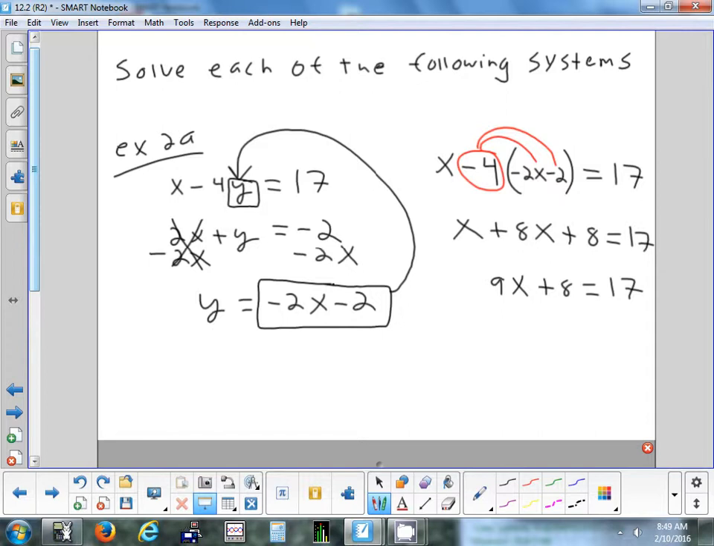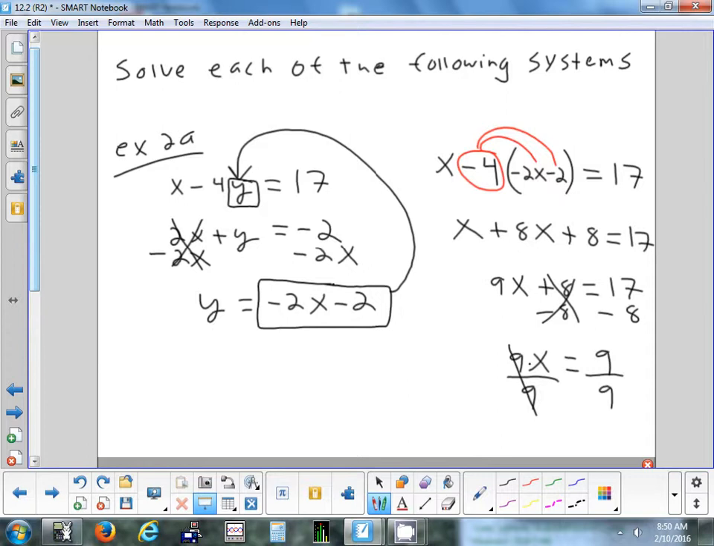Okay, my next step. Ben, what do I do next? You would subtract 8 from both sides. Subtract 8. I like it. And Ben, what's 17 minus 8? 9. And now my last step, I've got 9 times x. To undo multiplication, I'm going to divide. So what do I get for x? 1. Okay, so now we've got one of our answers.